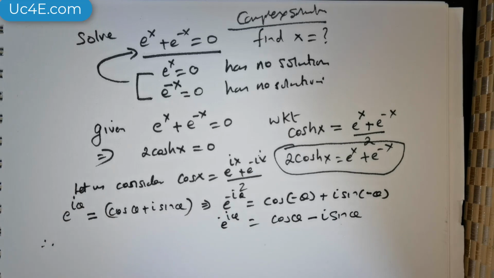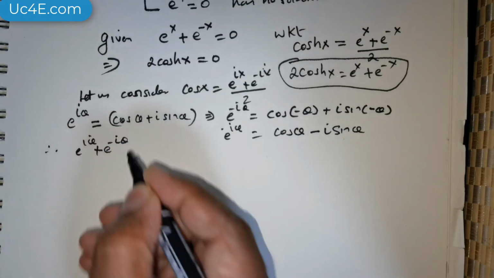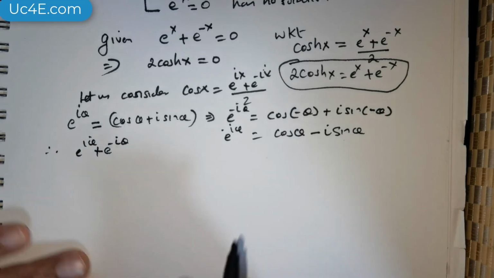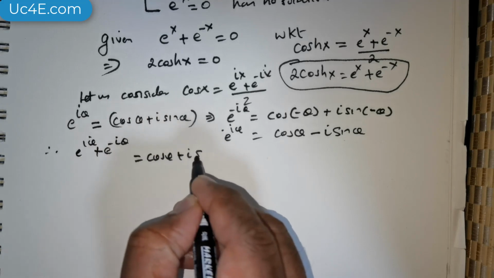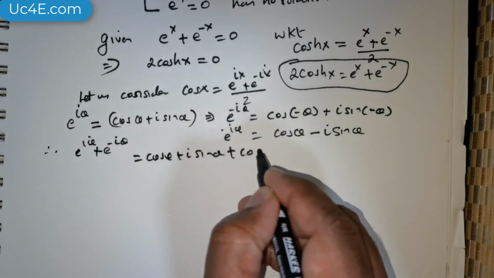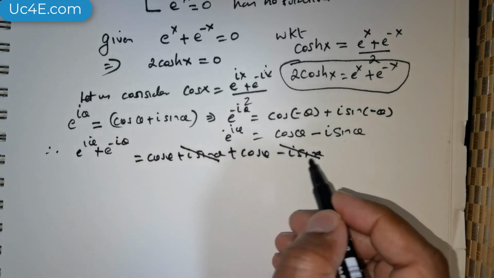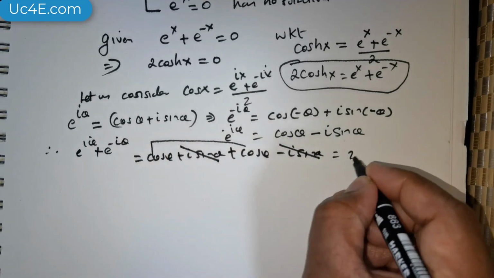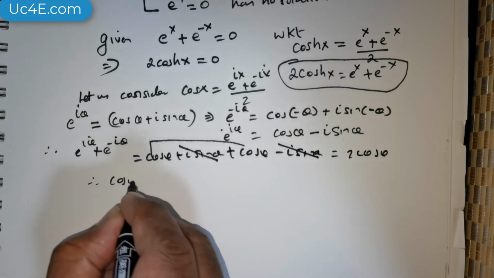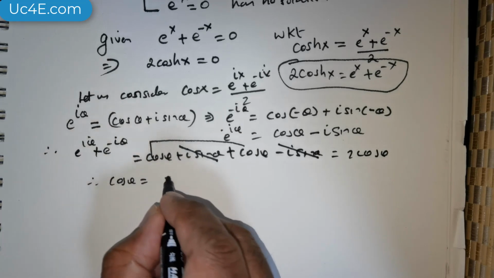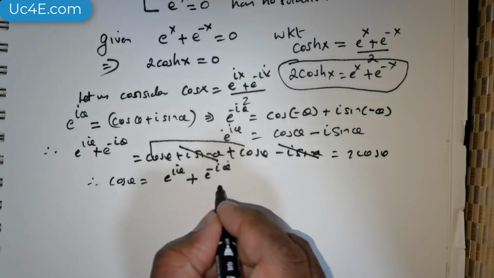Now if I were to add these two together, e raised to the power of i theta plus e raised to the power of negative i theta, then I would have the following. This is equal to cos theta plus i times sine theta, plus cos theta minus i times sine theta. Now clearly plus i sin theta and minus i sin theta get cancelled, giving me 2 times cos theta, but I need only cos theta, so bring this 2 down. Therefore we now have a representation for cos theta, which is nothing but e raised to the power of i theta plus e raised to the power of negative i theta, divided by 2.